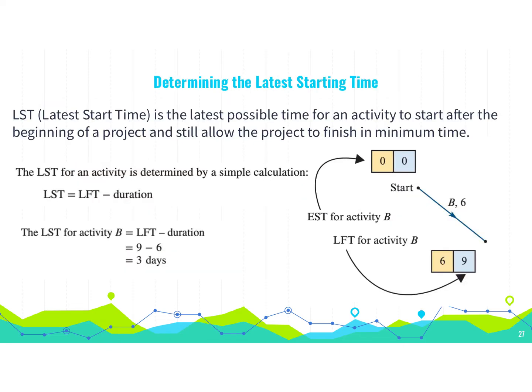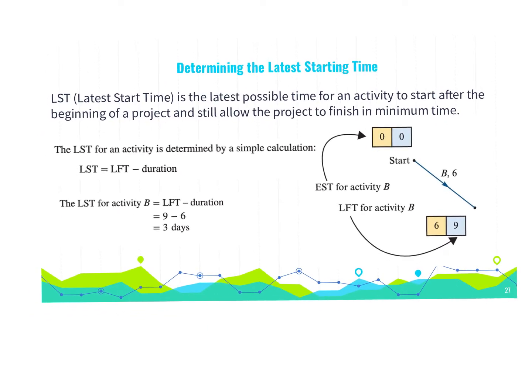So how do we determine this latest starting time? That's kind of what I was just talking about there. We take the latest finishing time and we subtract the length of the activity. So in this example, we have an activity of length 6. The latest finishing time is 9. Take that away, we get 3 days, or 3 hours, depending on what the time is there. And so it doesn't matter when you start that in terms of delaying the end of the project. It's just what we call slack time or float time.